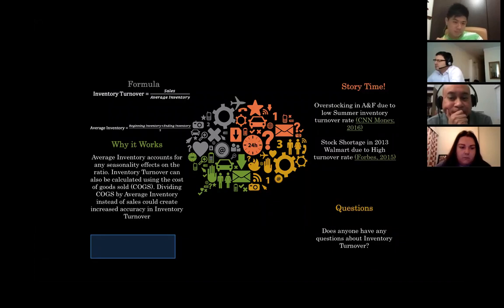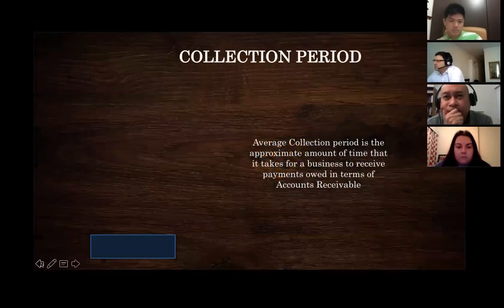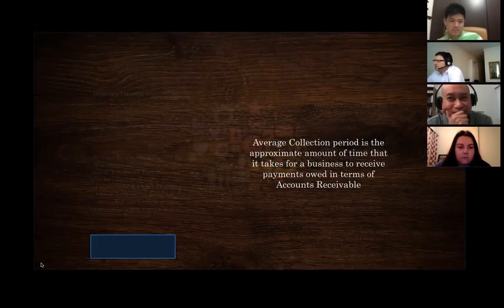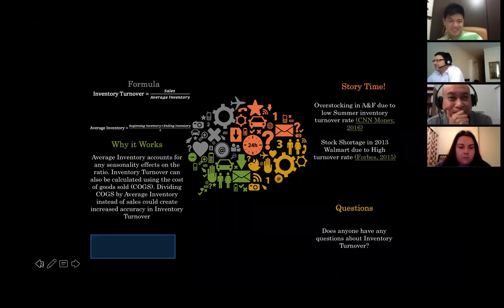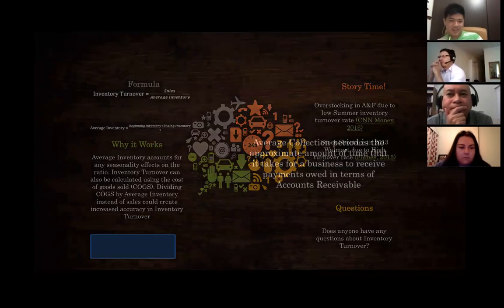Another way inventory turnover can be calculated is utilizing COGS, which it keeps skipping. I'll keep turning it back. It's funny. It's fine. And that could potentially give you increased accuracy in the calculations.